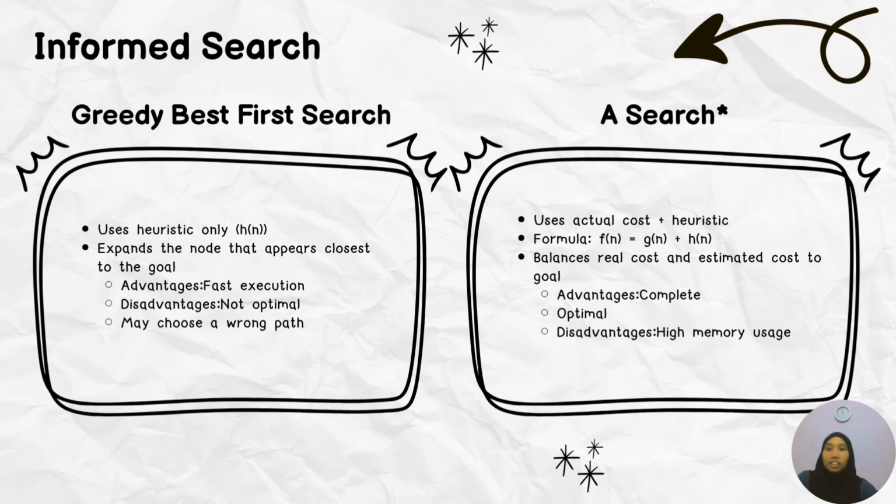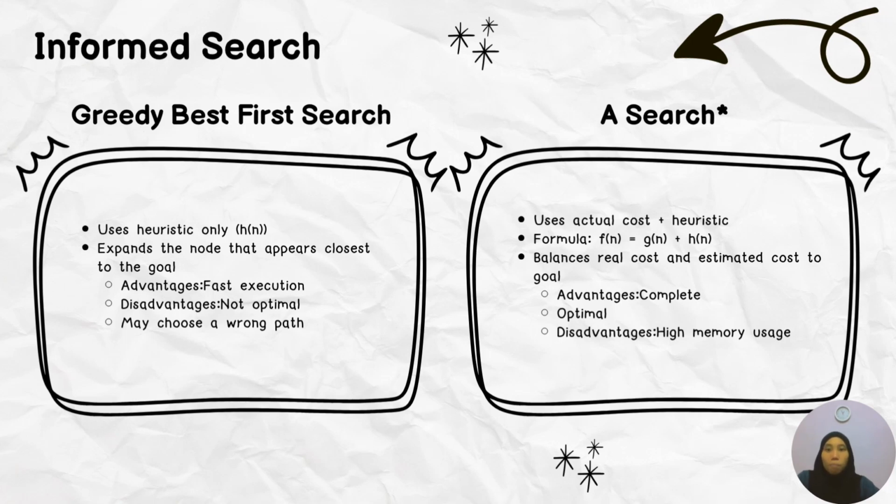A star combines the actual cost g(n) with the heuristic h(n). For the formula, we have f(n) equals g(n) plus h(n). The advantage is that A star is complete and optimal, but the disadvantage is that it requires high memory usage.